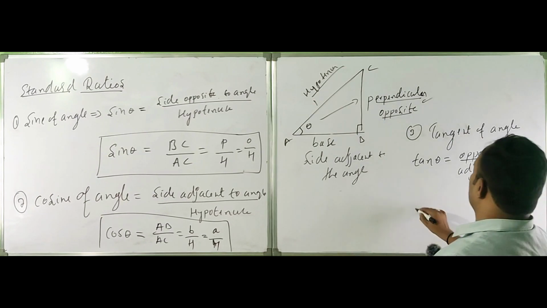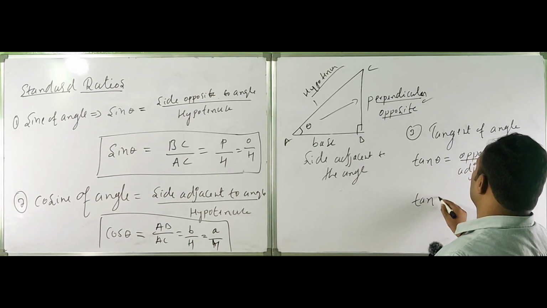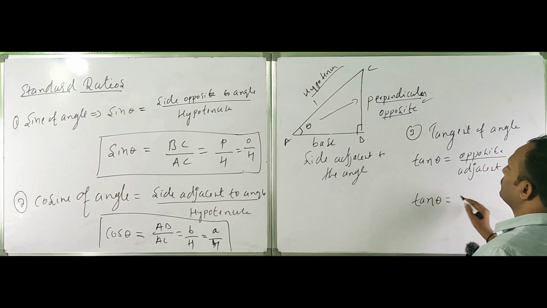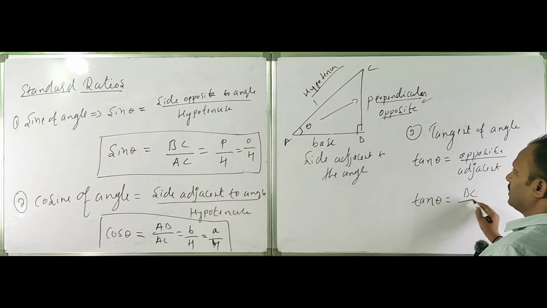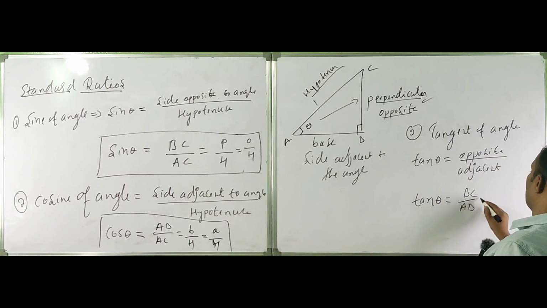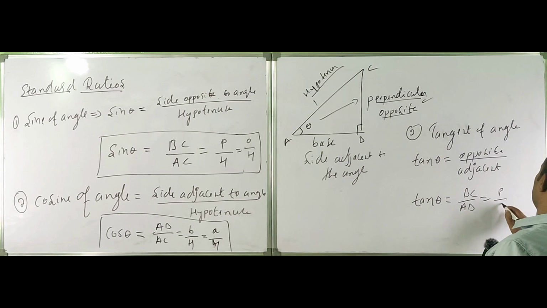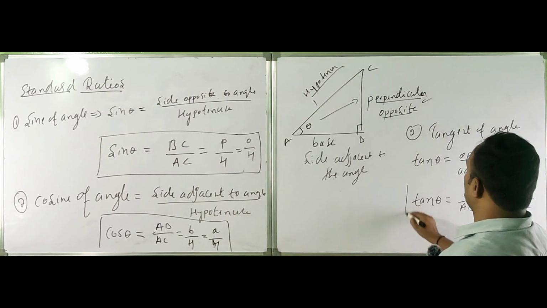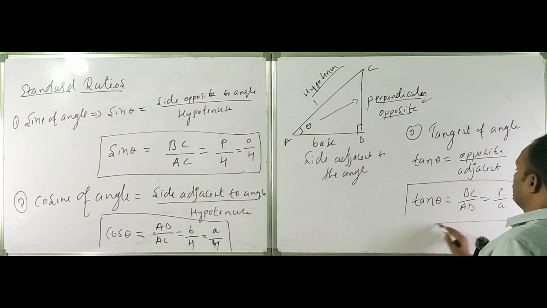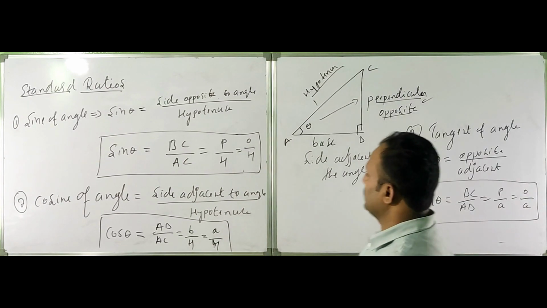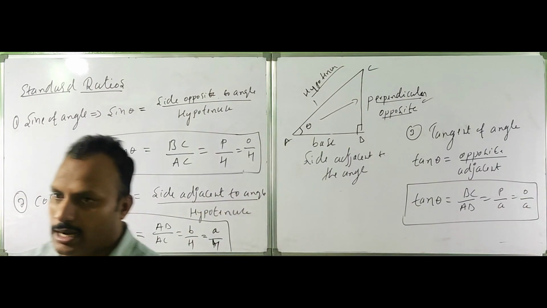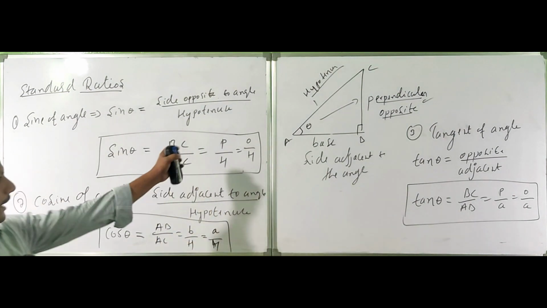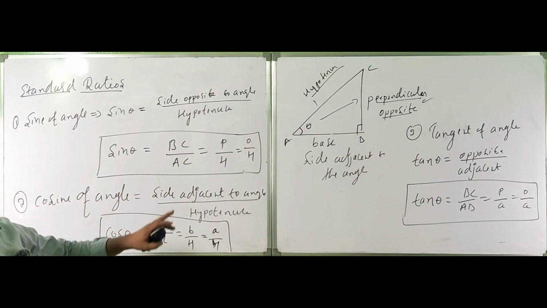Adjacent. Okay. What is the opposite here? Tan theta is equal to BC by AB. What is BC? Perpendicular by A, or opposite by A. Okay. These are the three standard angles: sin theta, cos theta, tan theta.